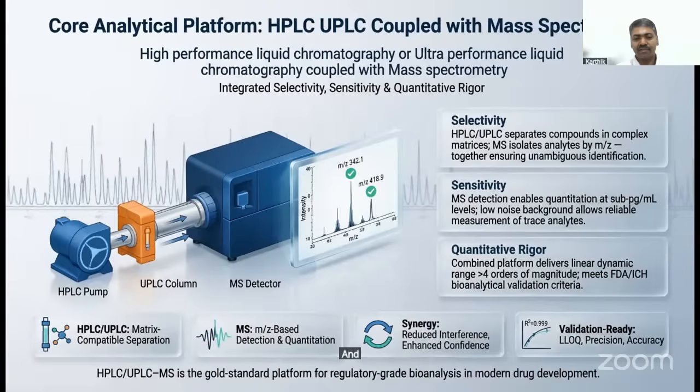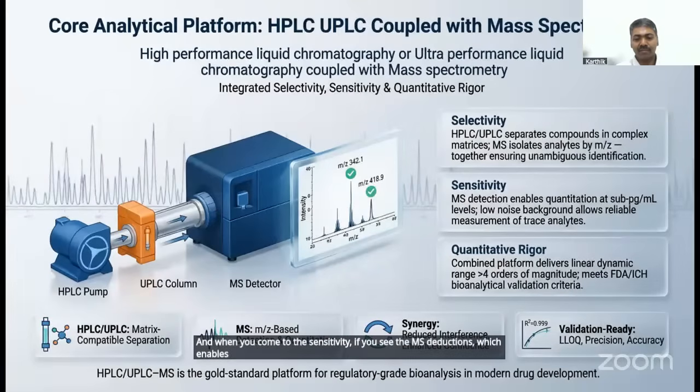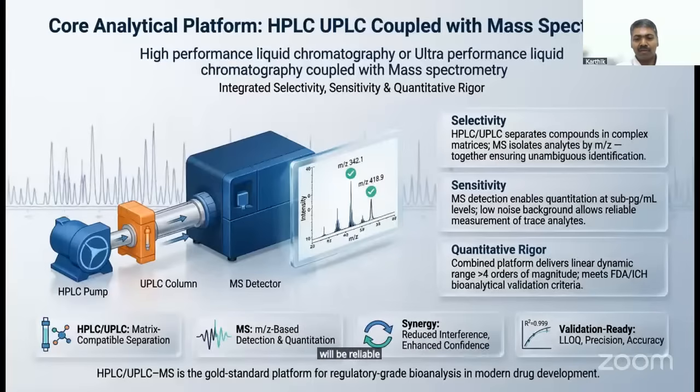And when we come to the sensitivity, the MS detection enables the quantitation of sub-picogram per mL levels, with a low noise background in the measurement we get from this mass spectrometry output. Even at trace level analytics we are able to measure, and the data we generate through the mass spectrometer will be reliable.